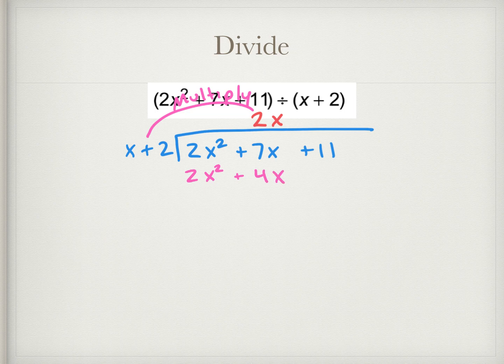So we want these to cancel out. So we change the signs of what I just multiplied here. Change the sign, change the sign. We change the sign of that whole row. So what happens to 2x squared minus 2x squared? They cancel. And then what is 7x minus 4x? 3x.